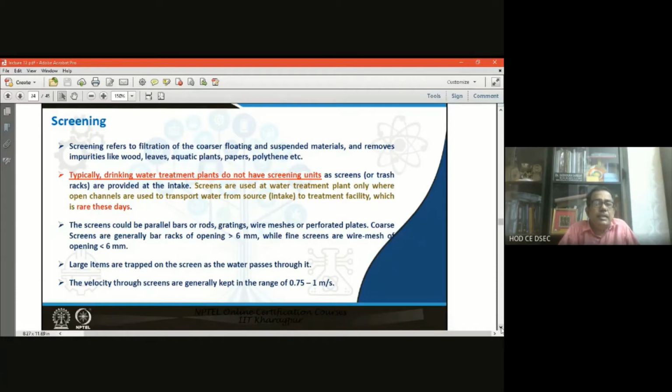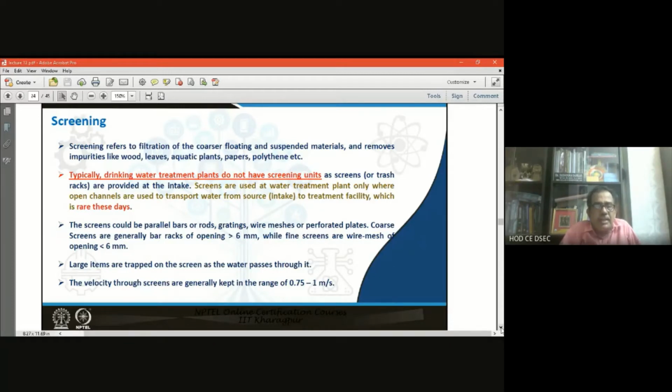Basically the coarser floating materials are arrested. Coarse floating and suspended materials like wood, leaves, aquatic plants, papers, polythenes, branches of trees, etc. are floating in the water. These come along with the water to the treatment plant and are arrested in the screen. Now, typically, drinking water treatment plants do not have screening units, as screens are provided at the intake.